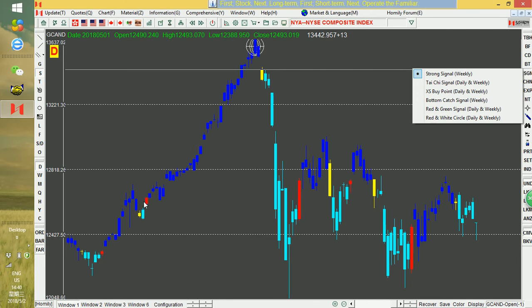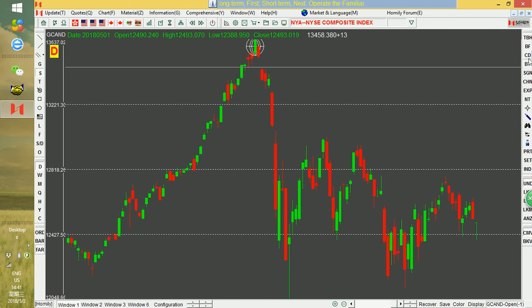When the red candlestick shows, that means it's oversold. Here is a chance, so we should buy the stock here. And when the candlestick is yellow, that means it's overbought already. So here is the sell point. The red one means buy point, and the yellow one means sell point. For the rest of the others, it's actually the same.